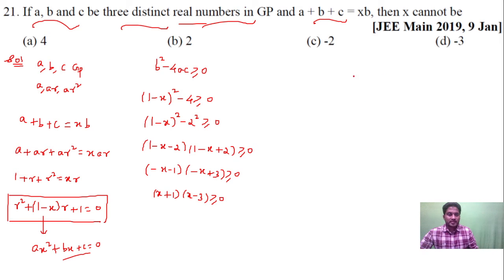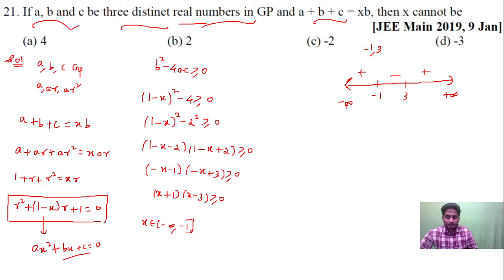Fix the roots in increasing order, on the number line from minus infinity to plus infinity. x plus 1, x minus 3: the roots are minus 1 and plus 3 only. So first you get minus 1, then you get plus 3. Start from the right side, the signs will be plus, minus and plus. So x belongs to minus infinity comma minus 1, closed, union with closed interval 3 to infinity.